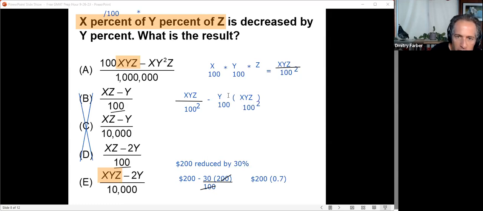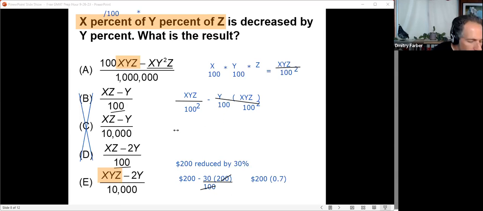And if you do that, you can see you're going to end up with something much more like A. You're going to have XYZ by itself over a fraction minus XYZ times Y over a fraction. And notice this gets you that term. Okay, so that would be probably enough for me to stop and say, hey, it's A.